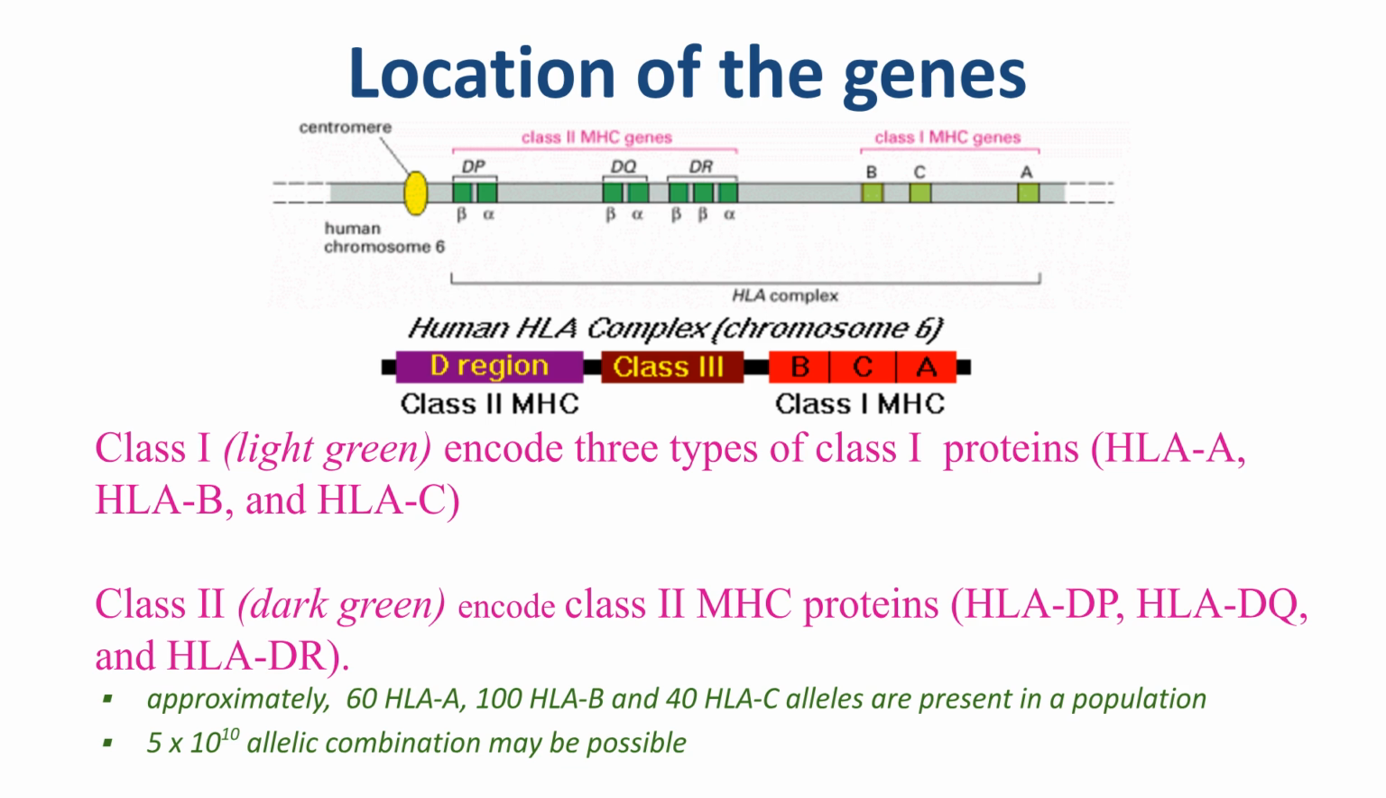When you consider that each person inherits one set from each parent, creating different combinations, roughly 5 × 10 to the power of 10 allelic combinations are possible. This means virtually every person has a unique MHC profile. This diversity is beneficial for populations, ensuring some individuals can respond to new pathogens. However, it makes finding matched donors for transplantation extremely difficult.